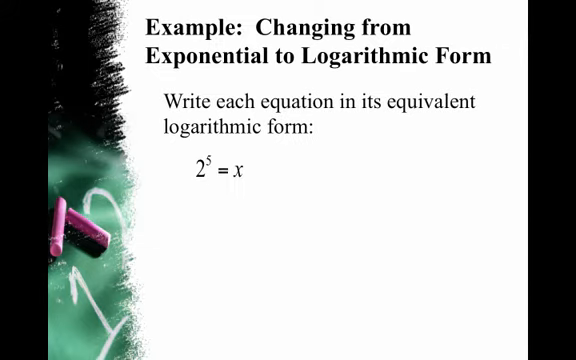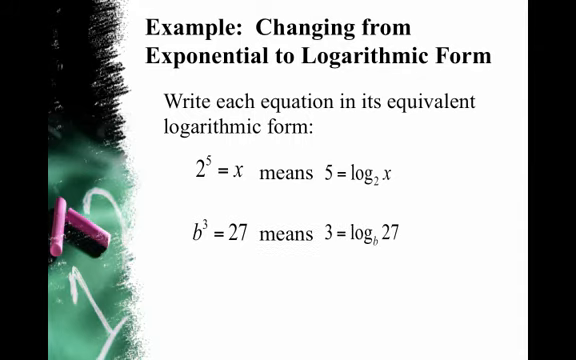All right, let's go the other way. Given the exponential form, write the logarithmic form. We have 2 raised to the 5 equals x. Let's go to the logarithmic form, and we get the power as our answer, so 5 equals log base 2 of x. b raised to the 3 equals 27. Well, that's going to give us 3 equals log base b of 27. And lastly, we have e to the y equals 33. This is going to give us y equals log base e of 33.